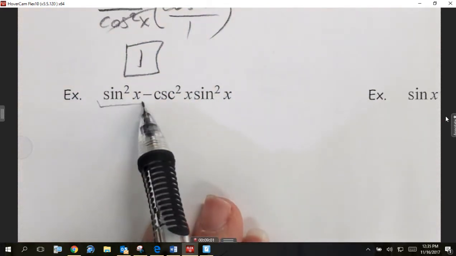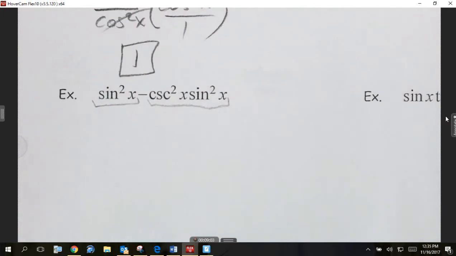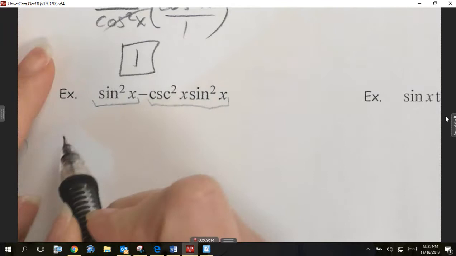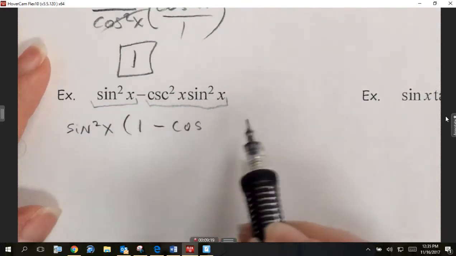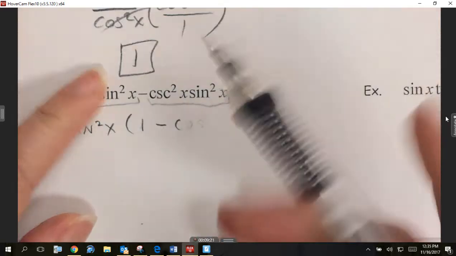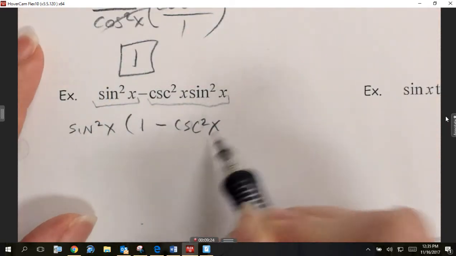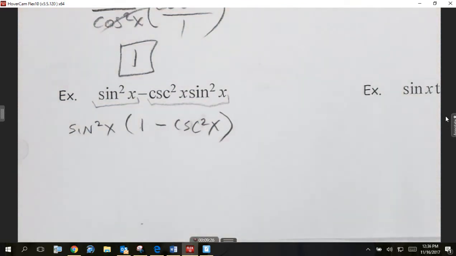I'm going to look at this, and I'm going to see there are 2 separate terms, and both terms have a common factor. You see how both terms have sine squared x in it? So if I have a common factor, I'm going to factor that out. I'm going to write sine squared x multiplied by 1 minus cosecant squared x. So I use my distributive property to multiply it, factor that out. And do we have 1 minus cosecant squared x as one of those Pythagorean identities?